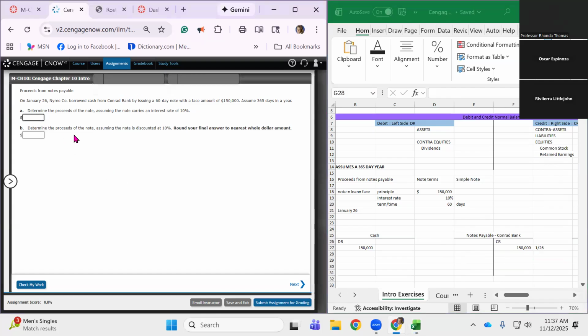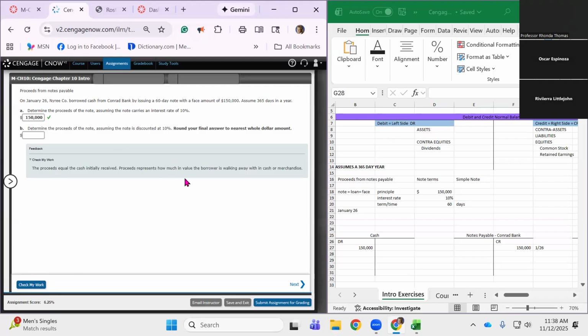So let's go ahead. What are the proceeds of the note, assuming the note carries an interest rate of 10%? Well, the proceeds is the whole amount of the face of the note. So that should be 150,000. Okay.